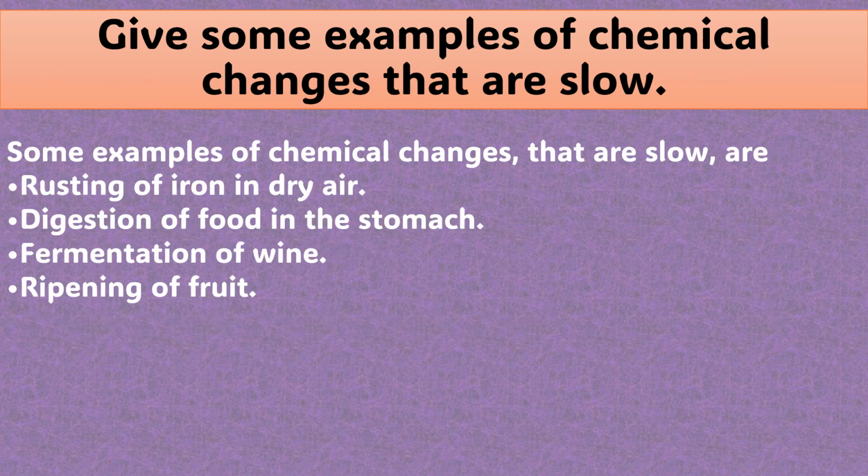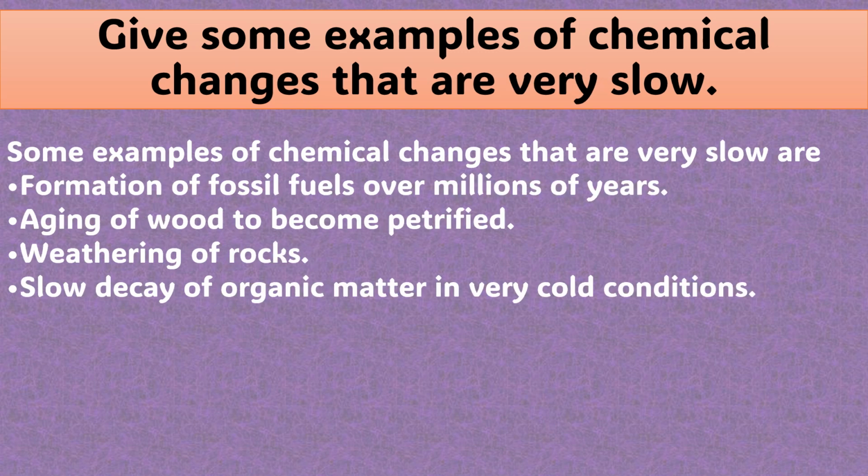Question number 25. Give some examples of chemical changes that are slow. Answer. Some examples of chemical changes that are slow are rusting of iron in dry air, digestion of food in the stomach, fermentation of wine, ripening of fruit.